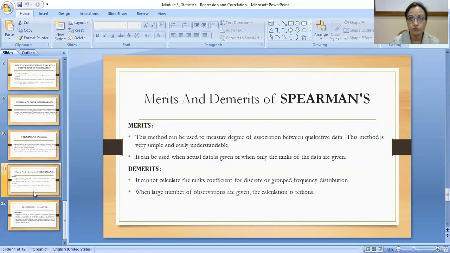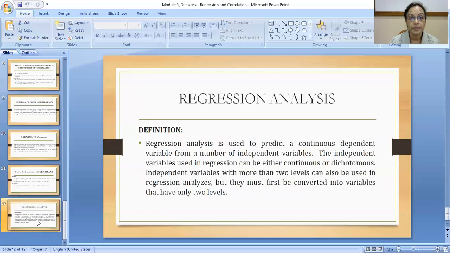Merits and demerits of Spearman's. Merits are, this method can be used to measure the degree of association between qualitative data. This method is very simple and easily understandable. It can be used when actual data is given or when only the ranks of the data are given. The demerits are, it cannot calculate the rank coefficient for discrete or grouped frequency distribution. When a large number of observations are given, the calculation is tedious.